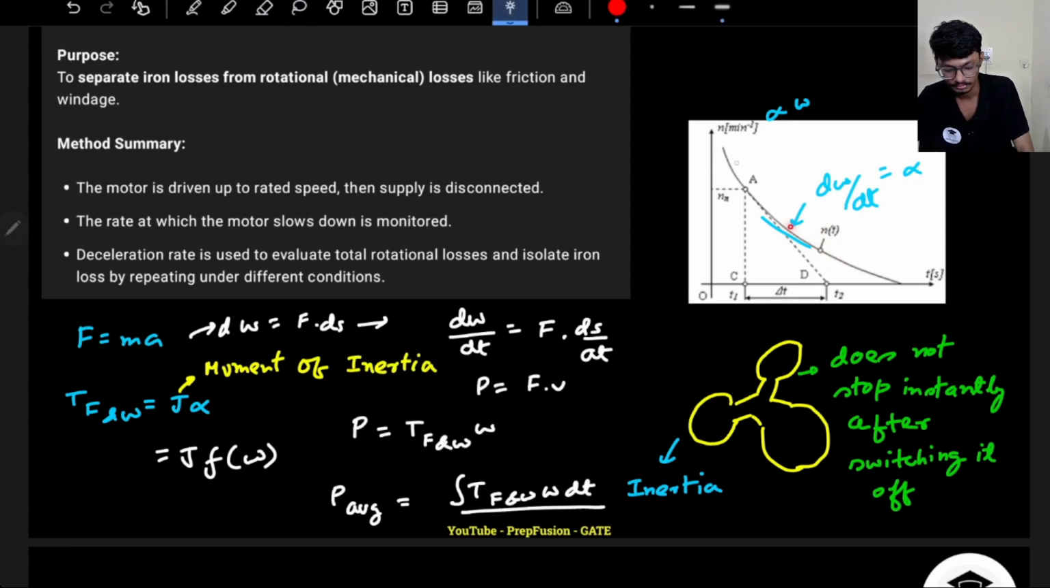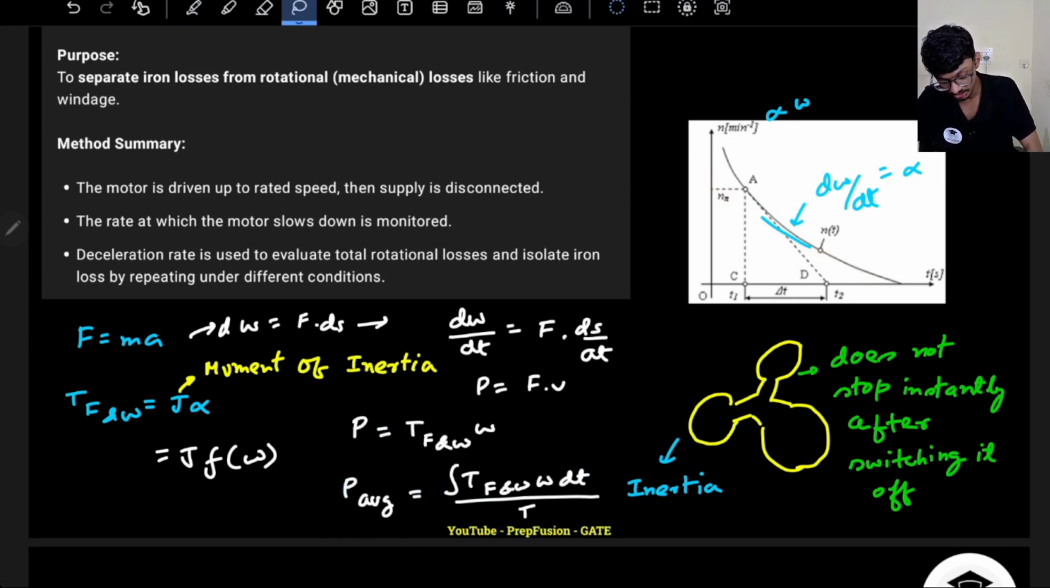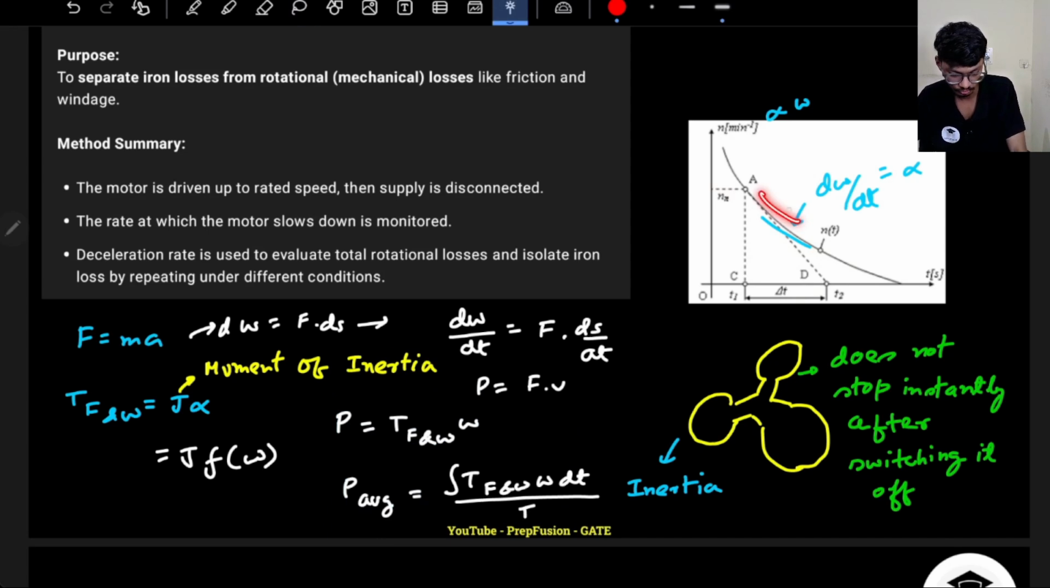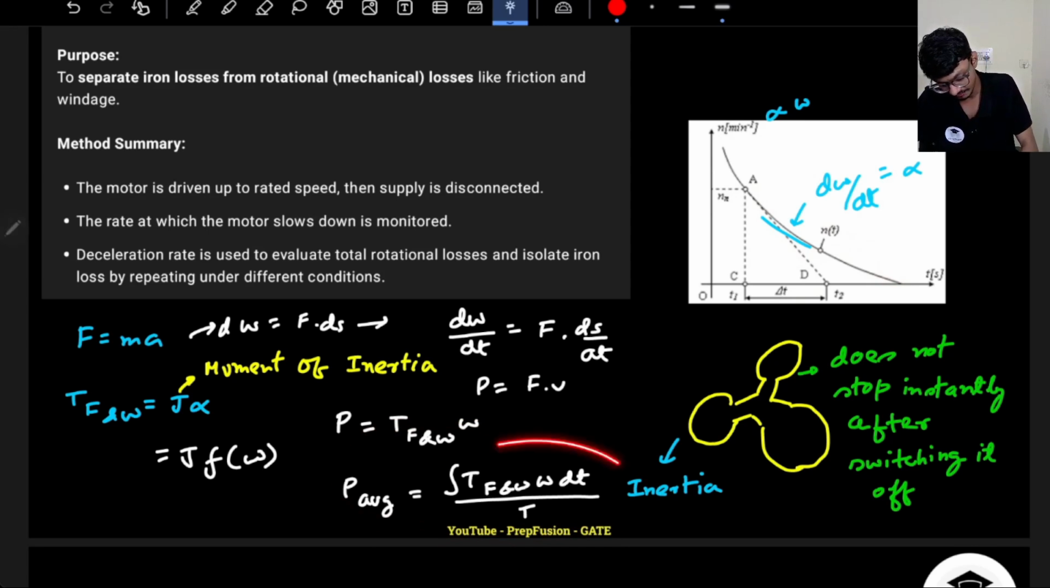So let's say it took 10 seconds to totally die down, stop. So I will write here overall time period. Like this you can find out the overall average, although this will not be exactly exact, because there will be some errors. You see, your speed is changing, so your acceleration is also changing. Here your acceleration is almost going to 0, right? Those things are there, but still I can find out an approximate value. Okay, so this is how you can separate the friction and windage loss.